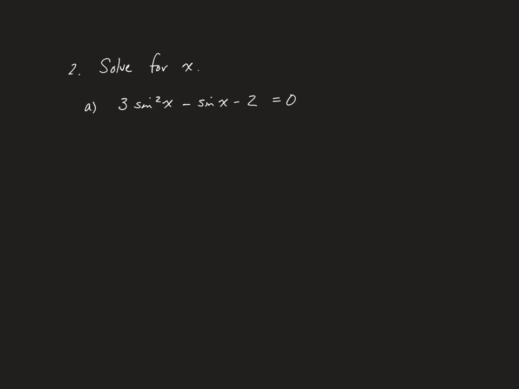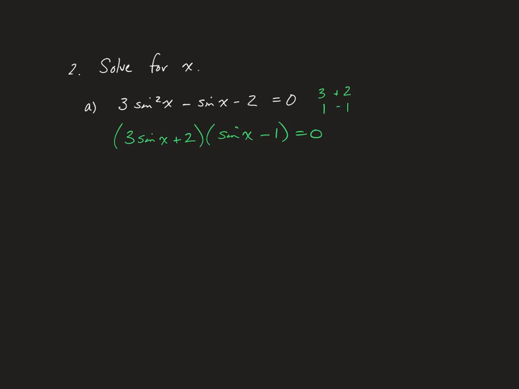Okay, we should be back. And so if we go through and we look to factor, factors of 3 and 1, and my factors of 2, 2 and 1, I need a negative 1 in the middle. And so therefore I can factor that into a (3 sine x plus 2) and a (1 sine x minus 1).